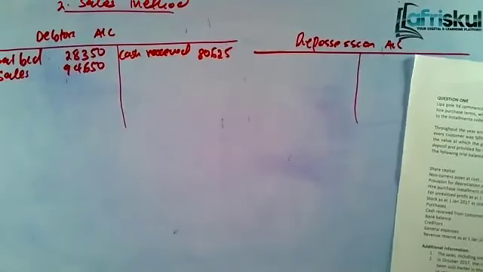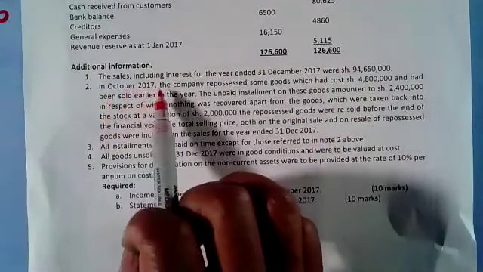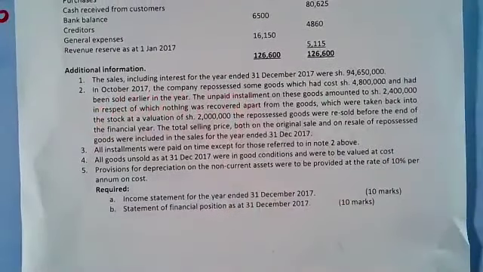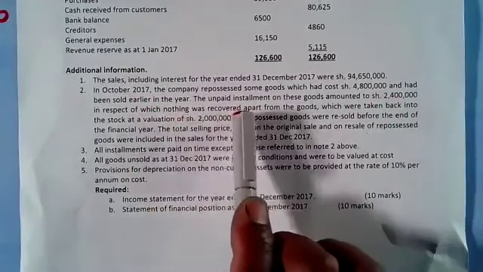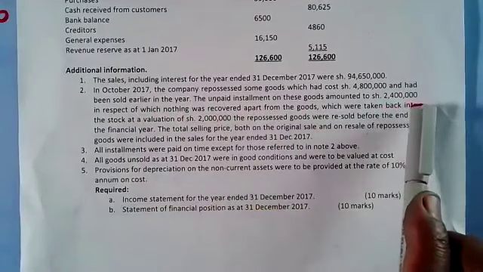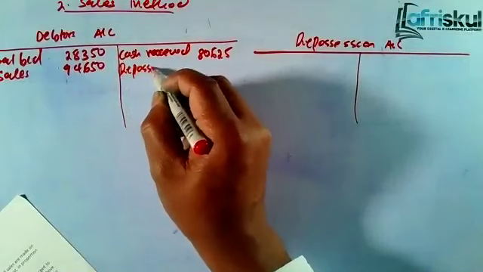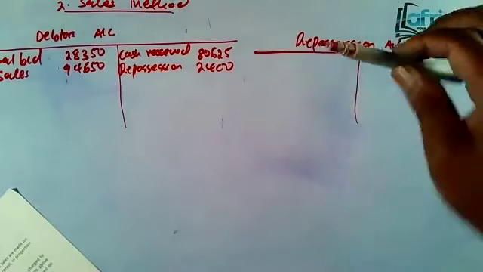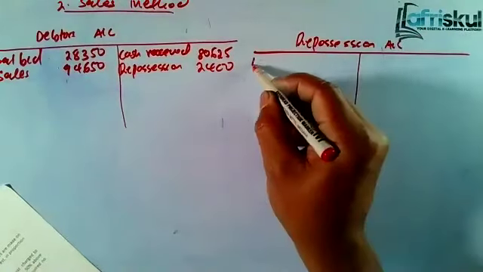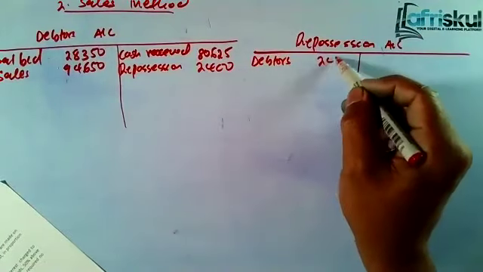Now, let's go to note number 2, when you had the case of repossession. On 1st October 2017, the company repossessed some goods which had cost 4.8 and had been sold earlier in the year. The unpaid installment on these goods amounted to 2.4. Kwa hivyo hapa kwa debtors unatoa hiyo the unpaid amount. Kwa hivyo repossession, huyo jamaa alikuwa amekataa kulipa 2.4. So when you come to the repossession account, tulisema unaletanga the outstanding amount of the debtors, and you have repossessed debtors worth amount 2.4. Hiyo utanaleta hapo.